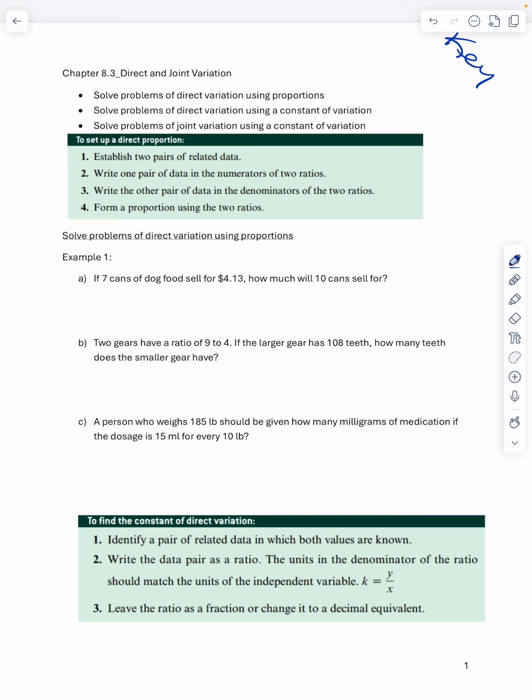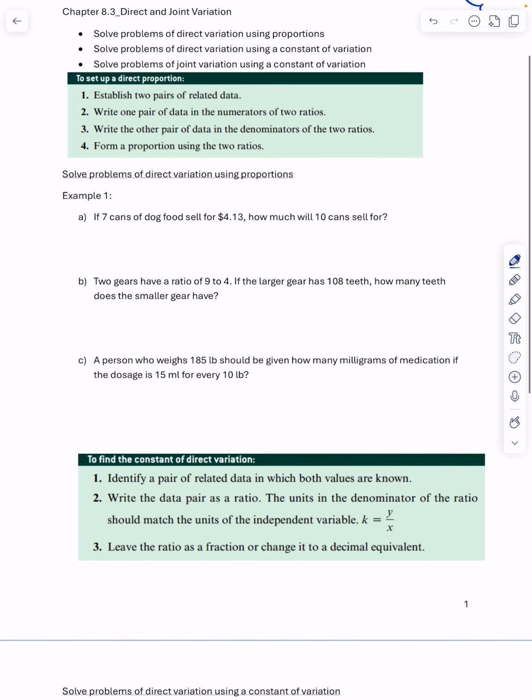Establish two pairs of related data. Typically we have both pieces of information in one pair, but only one piece in the other pair. That gives us a way to solve for something that we're missing. We are going to make sure that like items are in the numerators and like items are in the denominators. We're going to use those two ratios to form a proportion that we can solve.